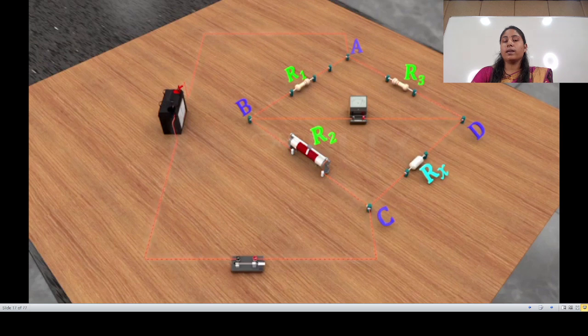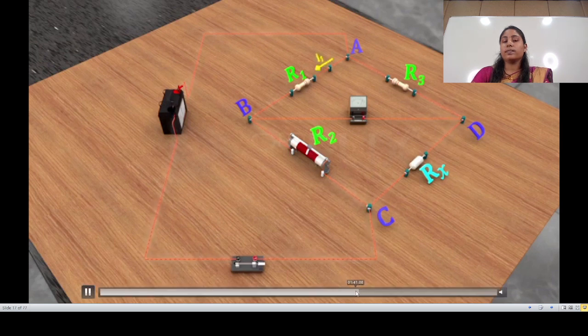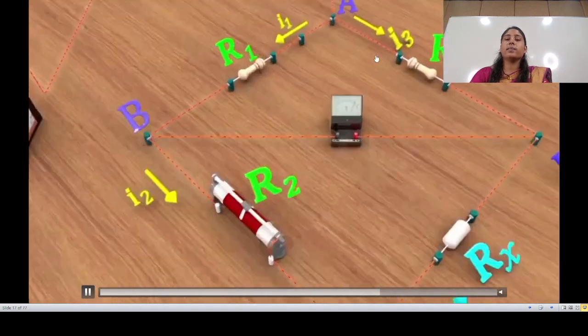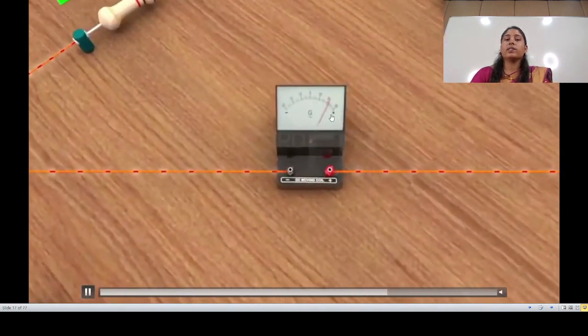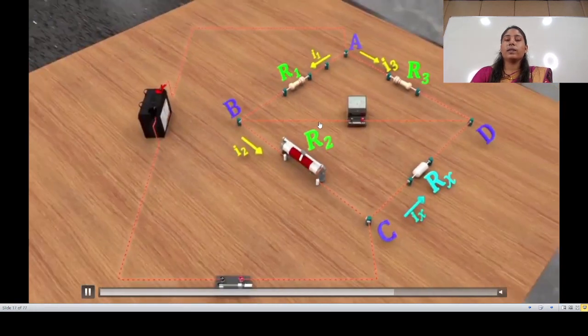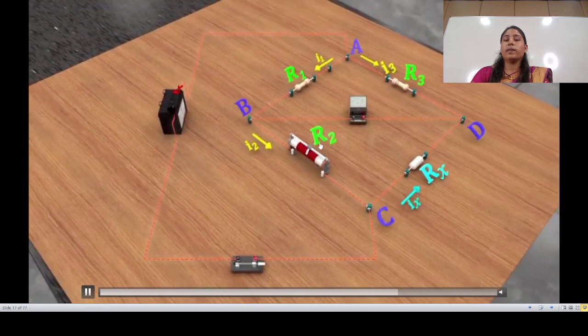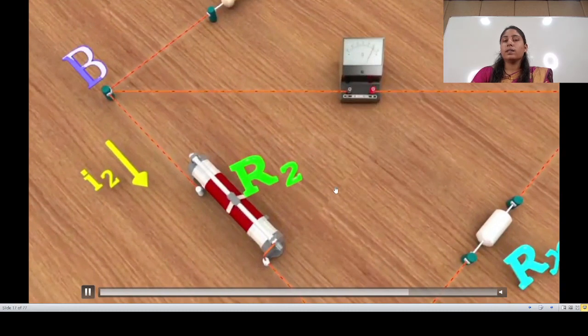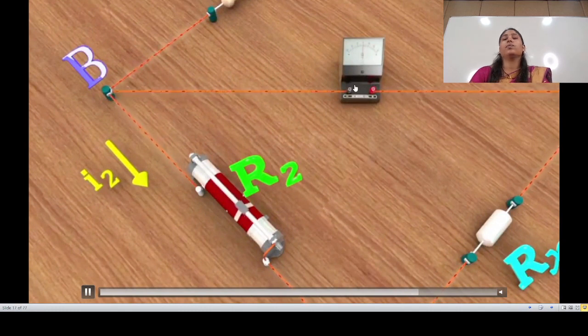When current is flowing through the galvanometer, I1 current is passing through R1, I2 current is passing through R2, Ix current is passing through Rx, and I3 current is passing through R3. Here see the deflection, it is 0 to 20. Then what will happen? See the animation: when we vary the rheostat the deflection becomes 0. From the figure we can see that the deflection is 0.